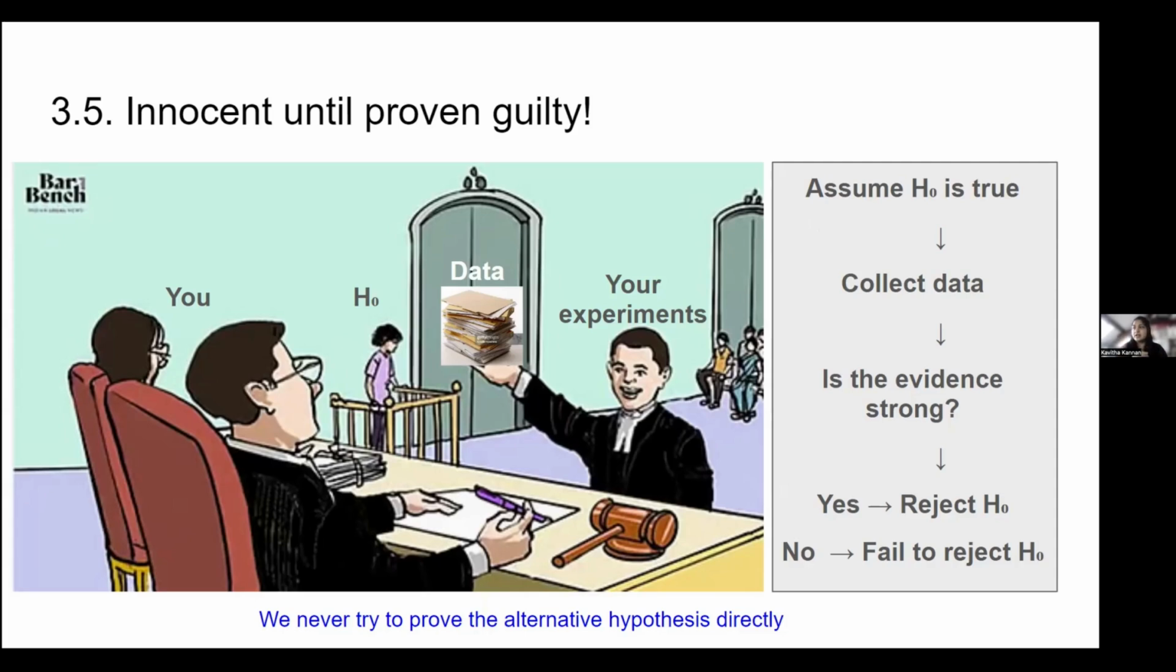If not, then no, you fail to reject the null hypothesis. Then yes, then it's somebody else who goes to jail. So we never try to prove the alternative hypothesis directly. You never say that this guy is guilty. It's always innocent, that is the basis. So you always try to prove the null hypothesis, and then only the alternate hypothesis.